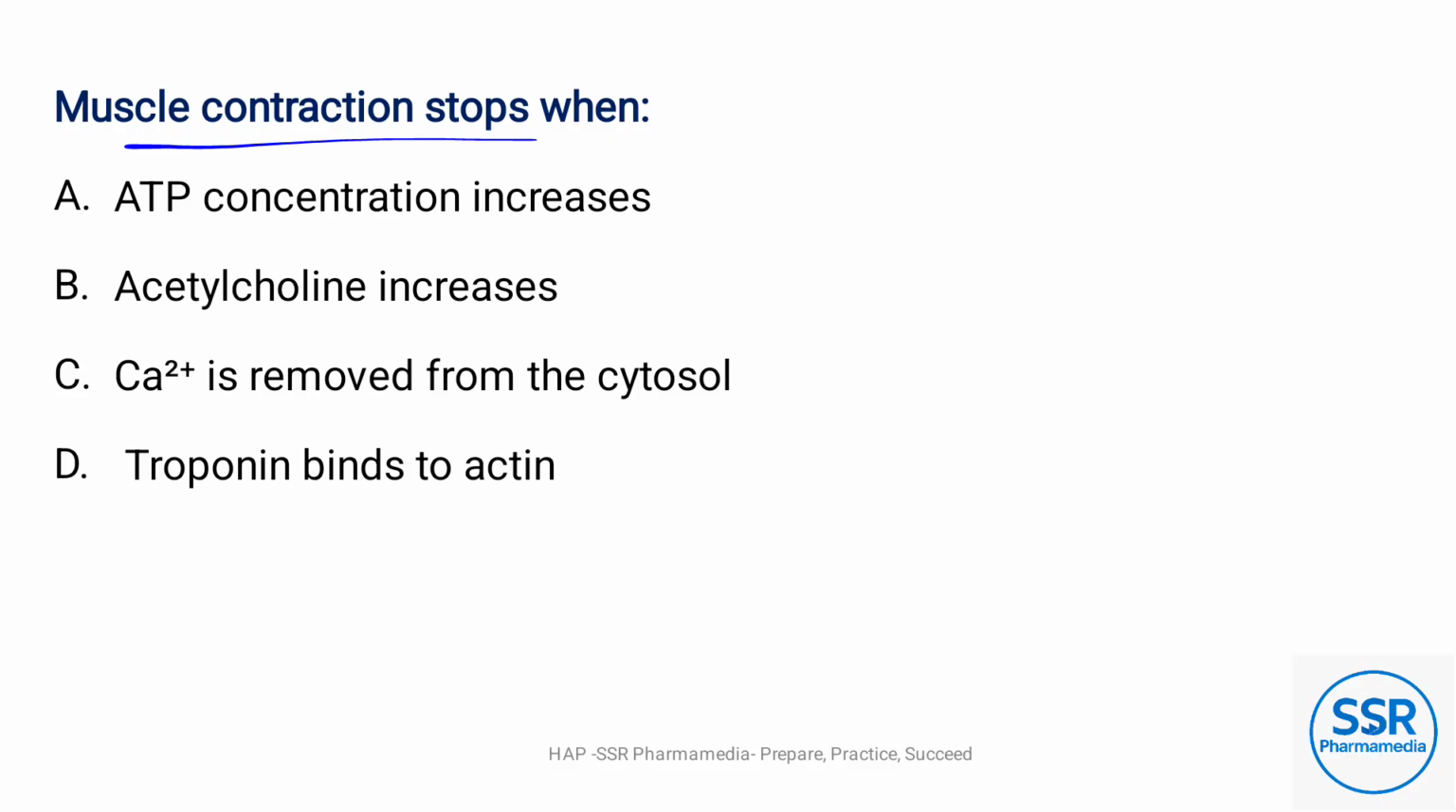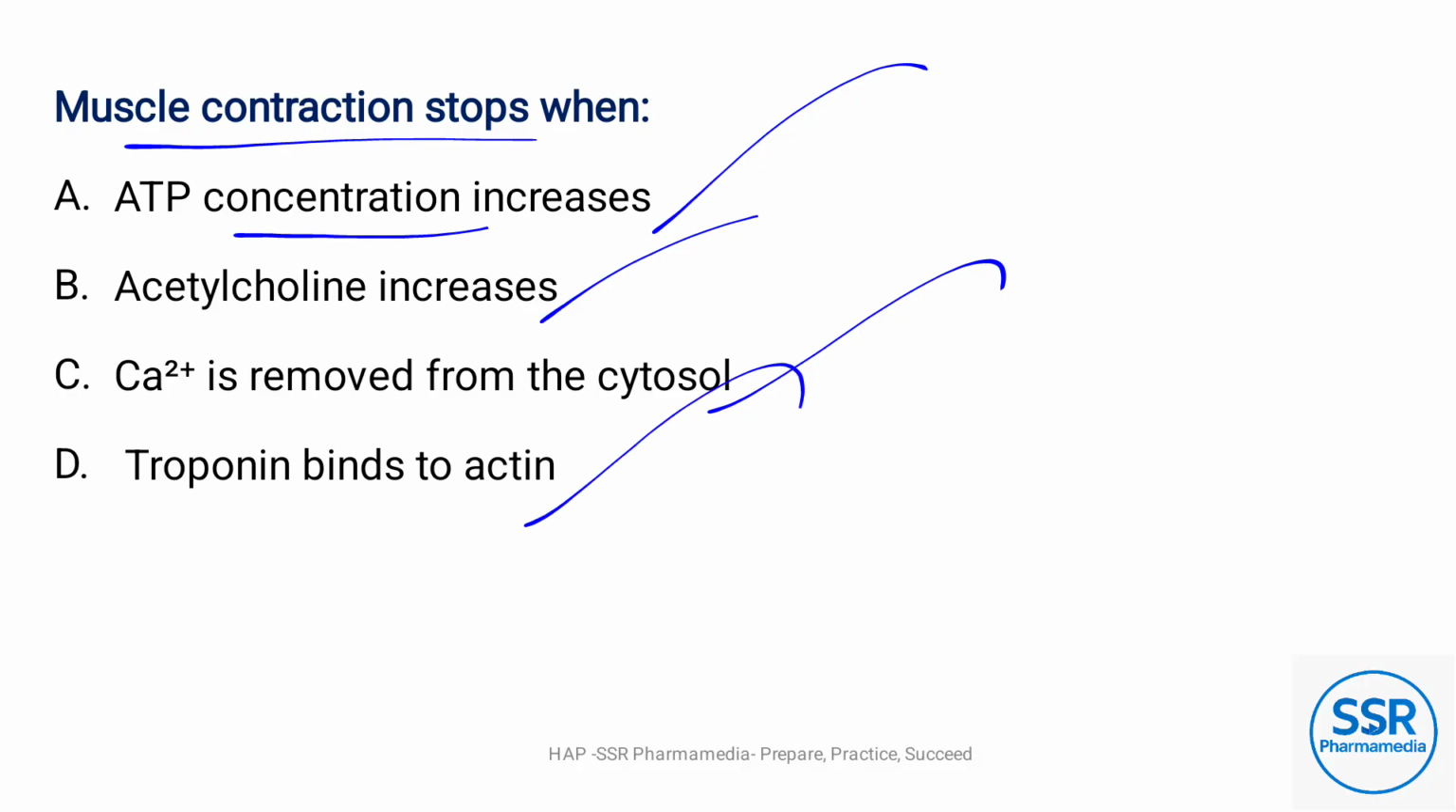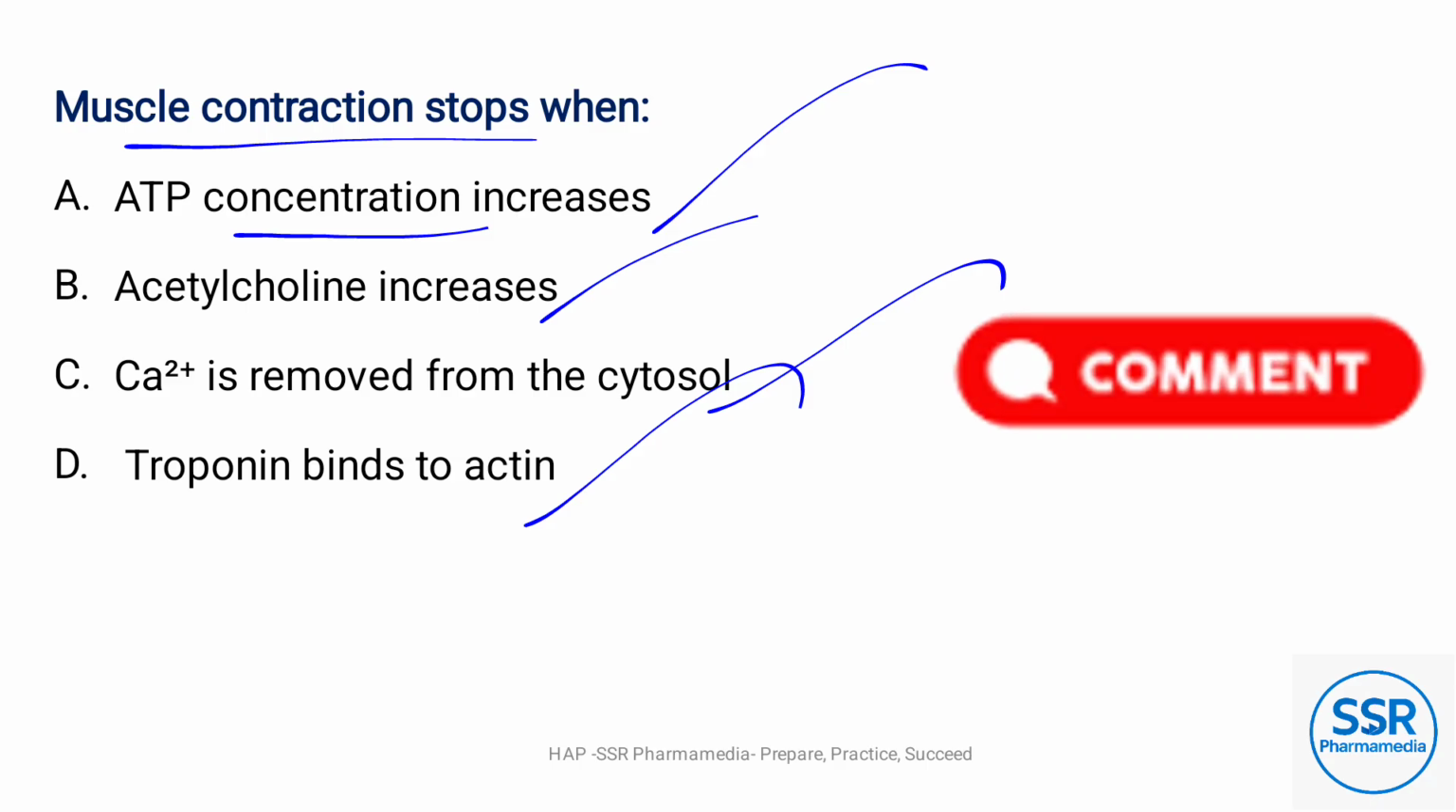Next, muscle contraction stops when: option A, ATP concentration increases; option B, acetylcholine increases; option C, calcium ion is removed from the cytosol; option D, troponin binds to actin. So, give your answer in the comment box.